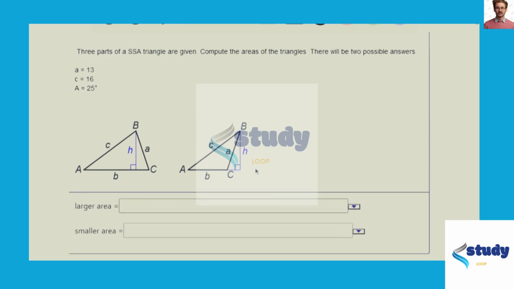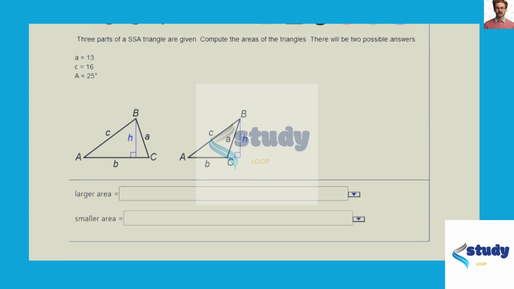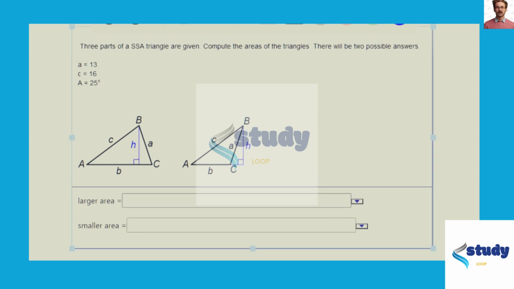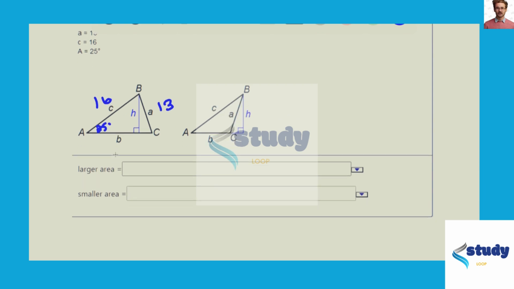All right, in the first case, the larger triangle, if A is 13, C is 16, and A is 25 degrees, then we could, with the law of sines, find angle C by saying the sine of angle C over its opposite side is equal to the sine of 25 degrees over its opposite side, 13. And so cross multiply the 16 and inverse sine.